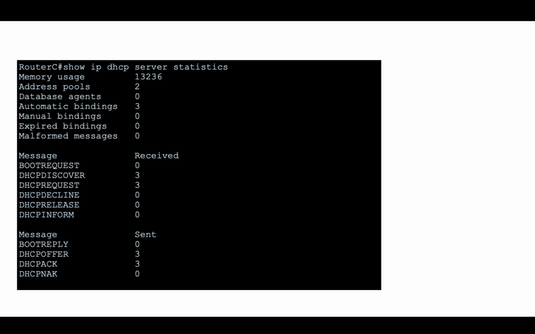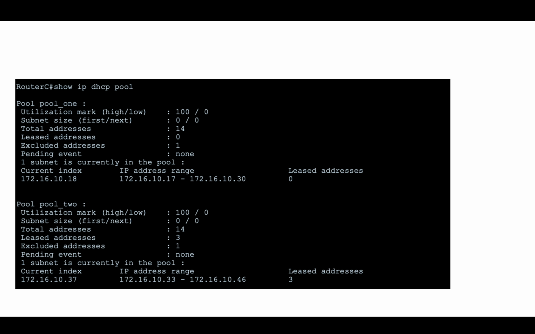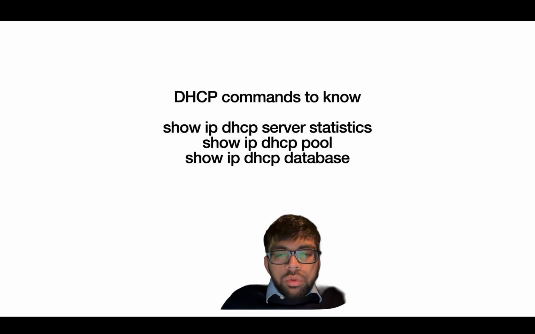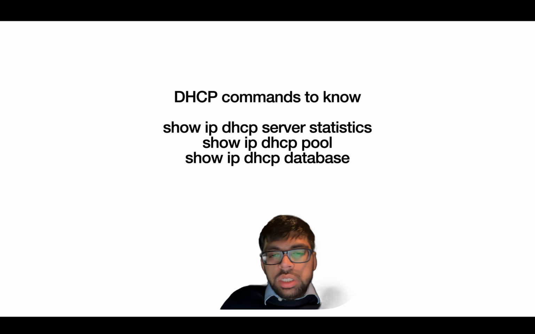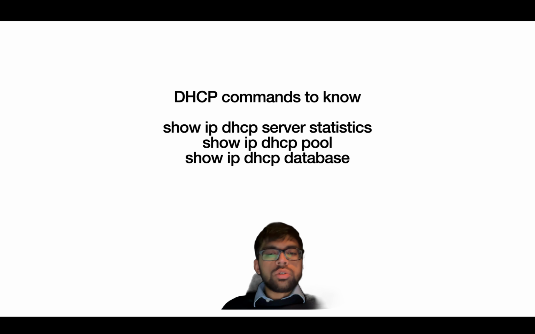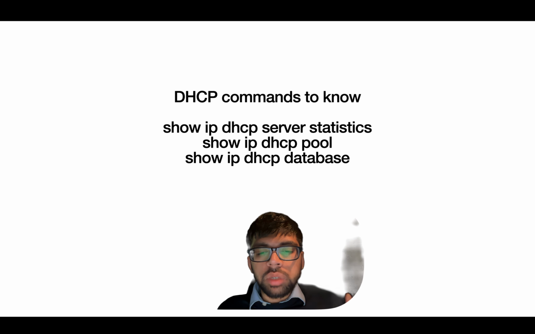Show ip dhcp server statistics is a useful command. We can see all these DHCP messages and stats related to that, and information related to memory usage and bindings. Show ip dhcp pool is another useful command, to see information related to our pools. These are some important commands to know: show ip dhcp server statistics, show ip dhcp pool, show ip dhcp database. It's good to play with these commands in the labs to get familiar with them.